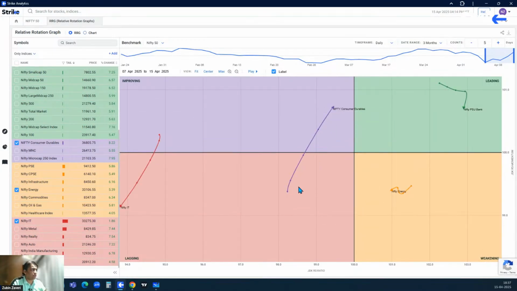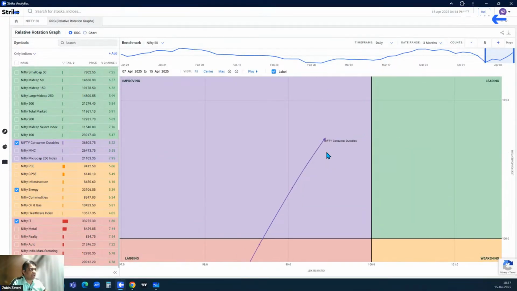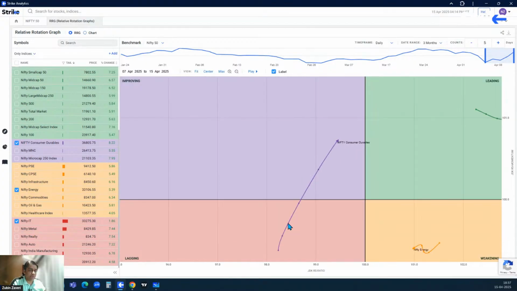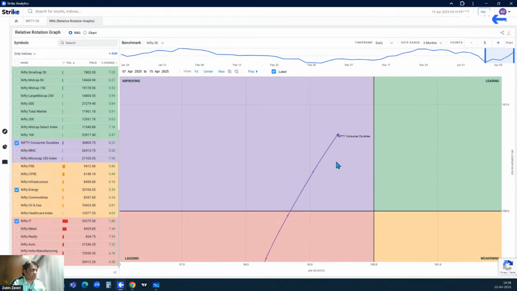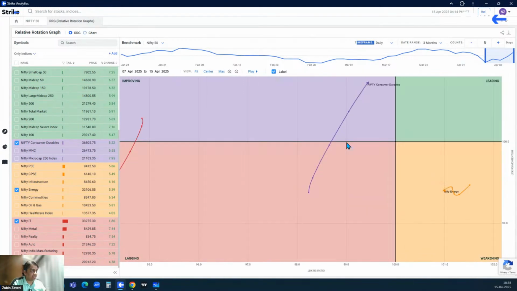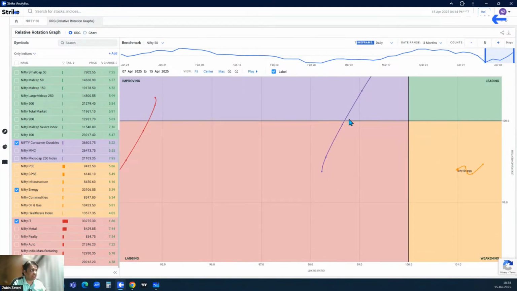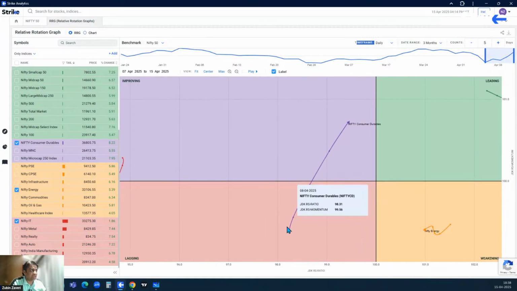Let's start off with this line over here, where the arrow is sloping upwards. Okay, it is headed upwards. This is Nifty consumer durables. The time frame over here is a daily chart. All right, so today is 15th of April, then 11th of April, and then 9th of April. Each dot over here is one day. So in the last 5 days, what has happened in consumer durables?